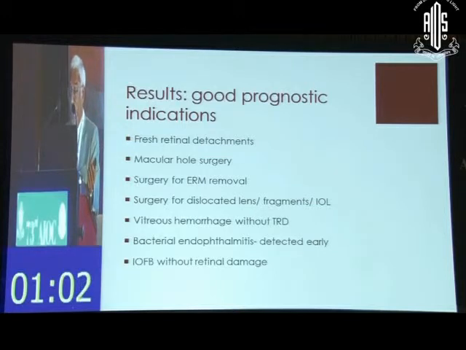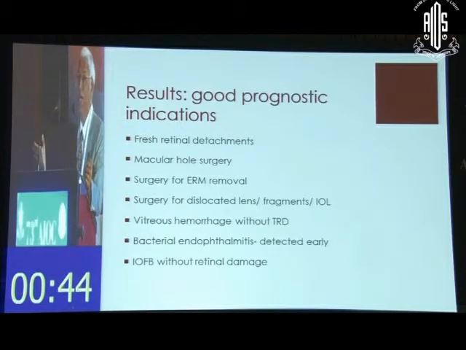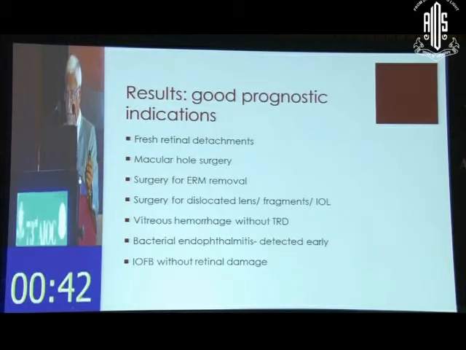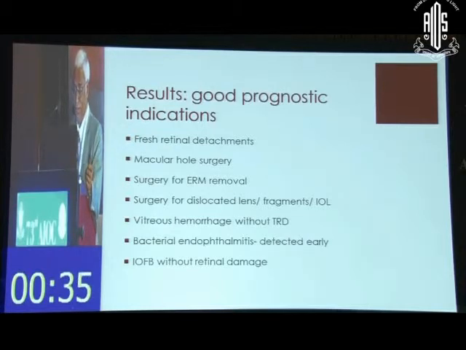Surgery for dislocated lenses, fragments, IOL is again a very good success rate because the retina is pristine and healthy, so they get back good vision as long as you don't cause any intraoperative complications. Most indications of vitreous hemorrhage, whether it's Eales disease or traumatic or BRVO or diabetic, as long as there is no TRD and not a sick macula underneath, they get very good results. Again, the results are extremely good with the present day surgical techniques.